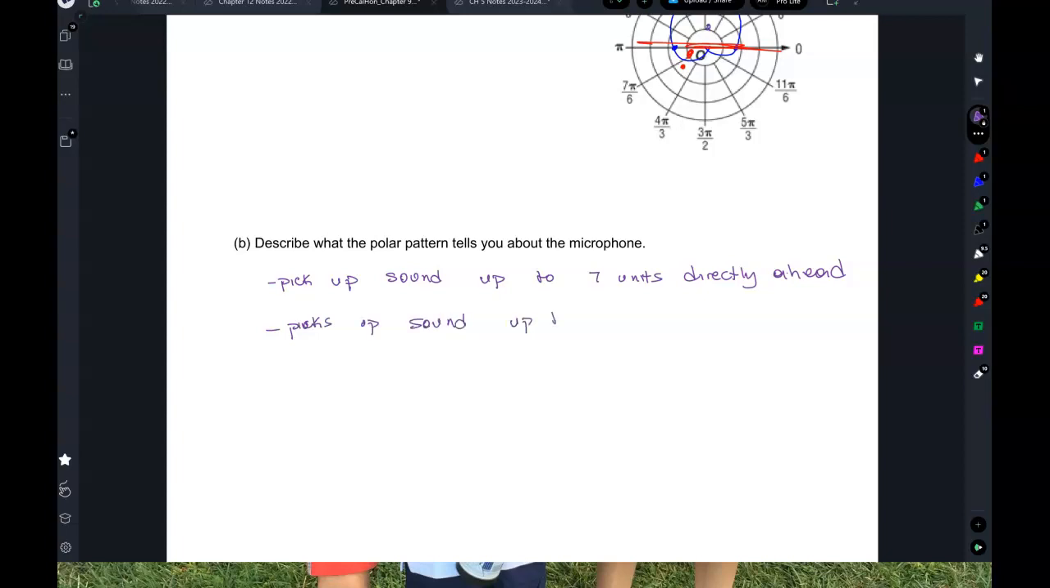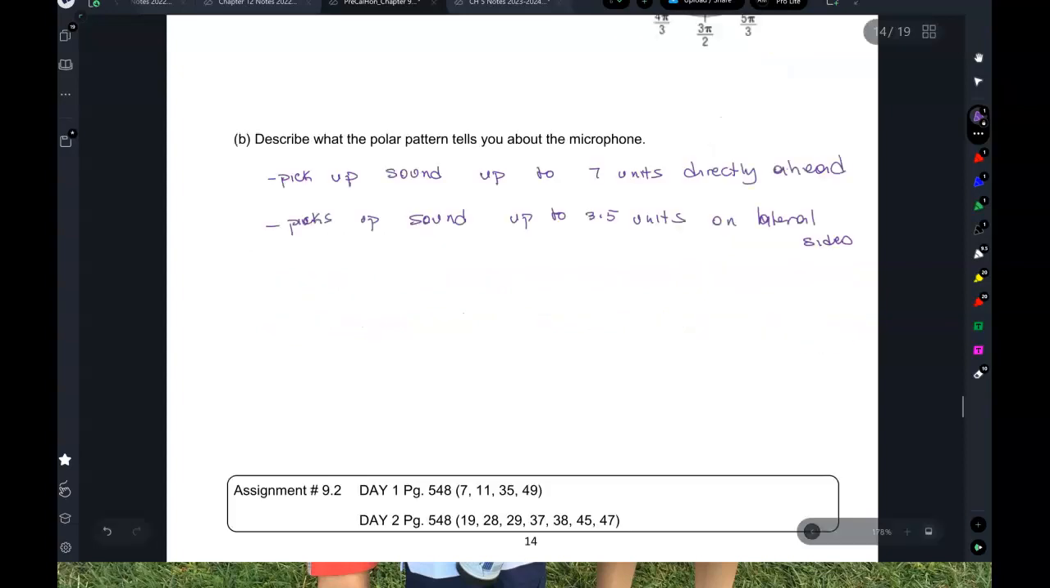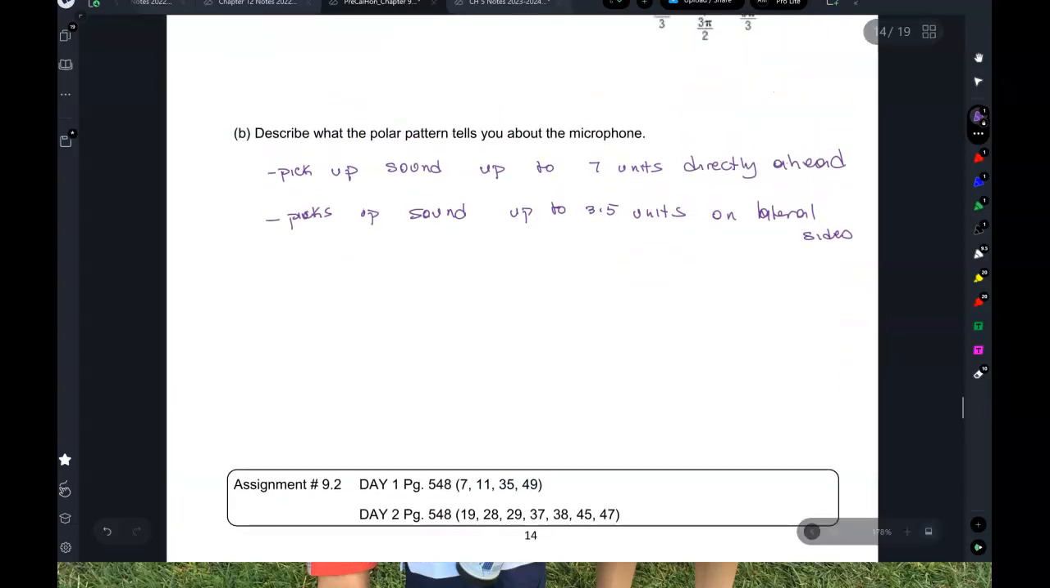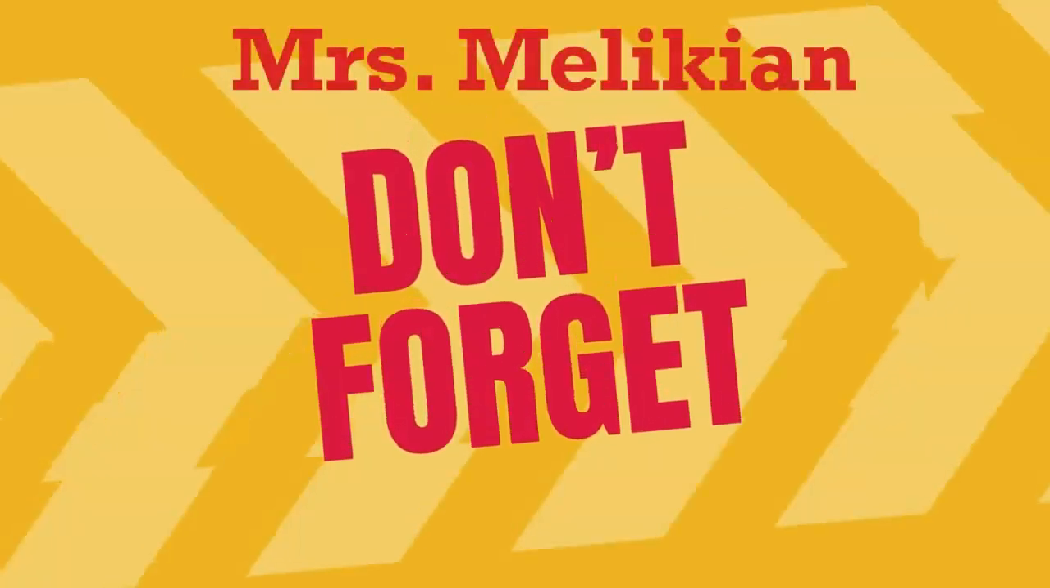Okay, and then it picks up sound up to 3.5 units on the lateral sides. Okay? All right, so let's do some homework.